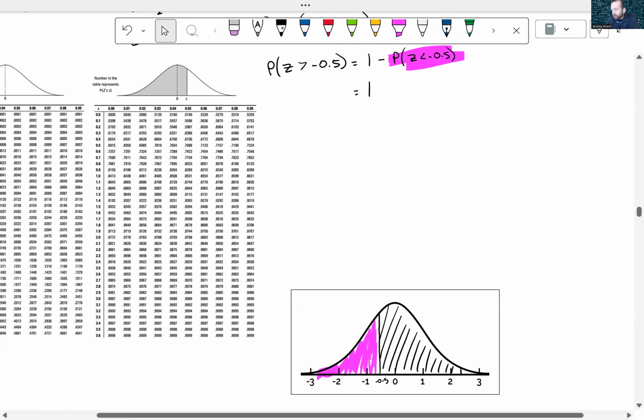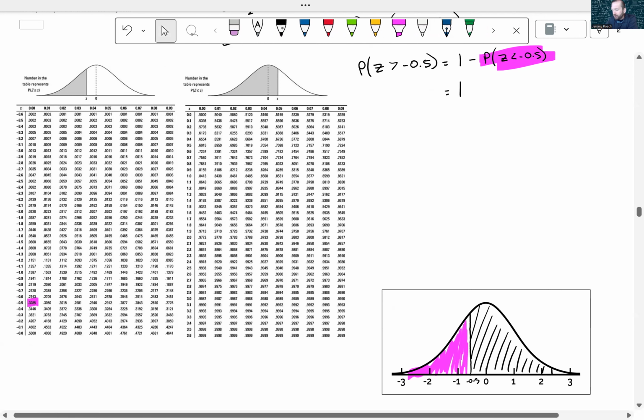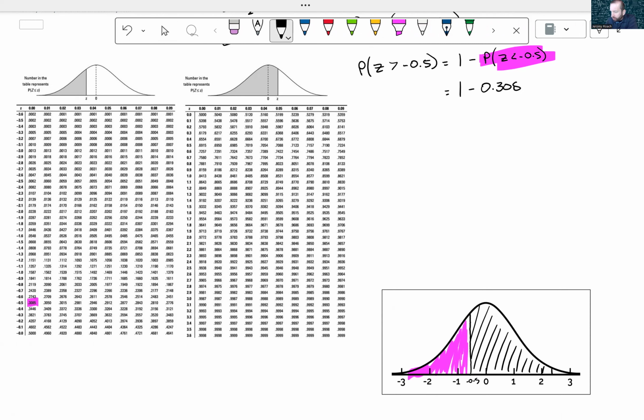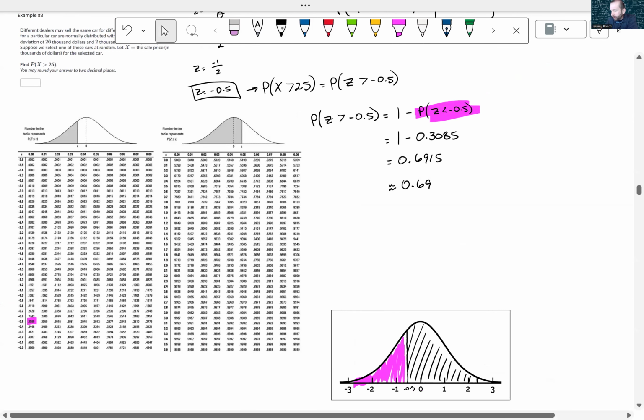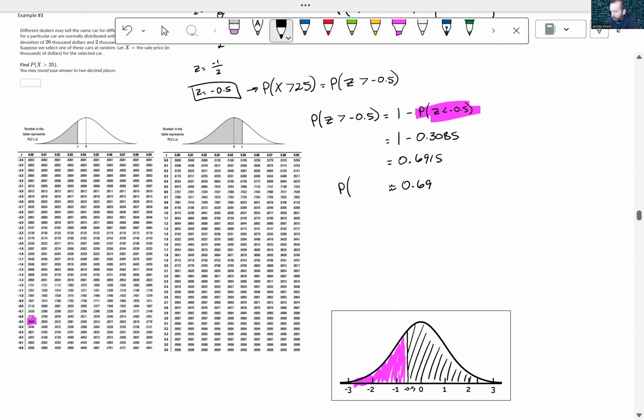Okay, so we were able to calculate what the probability that z is less than negative 0.5 is from the z table, because when z is less than, we have those z table values. So we're going to say 1 minus 0.3085. And this gives us 0.6915, which rounded to 2 decimal places is 0.69. And so that is approximately the probability that x is greater than 25.